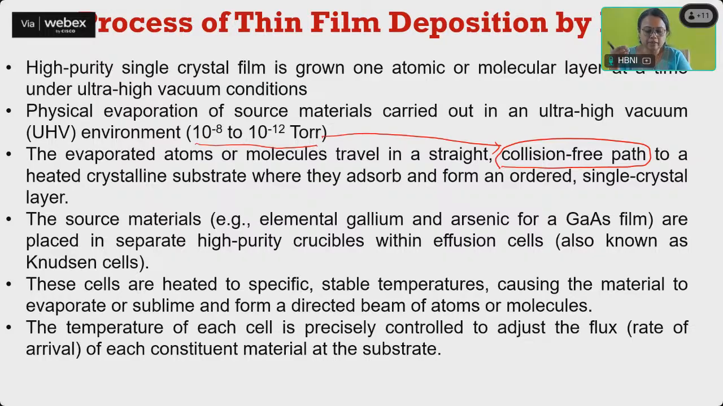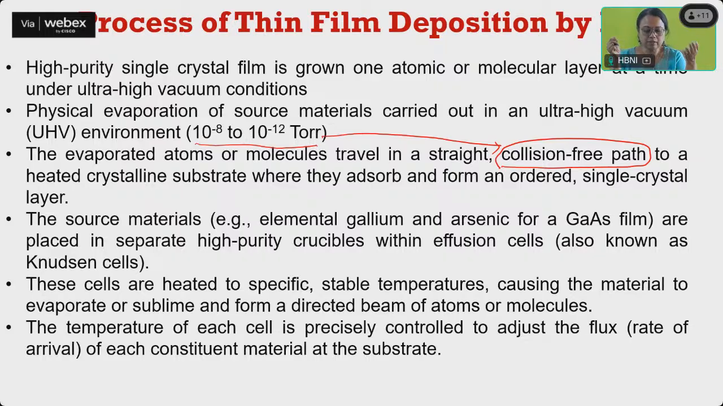The source materials, for example elemental gallium and arsenic for a gallium arsenide film, are placed in separate high purity crucibles with effusion cells, also known as Knudsen cells. These cells are heated to a specific temperature, causing the material to evaporate or sublime and form a directed beam of atoms or molecules, depending on what you are using.